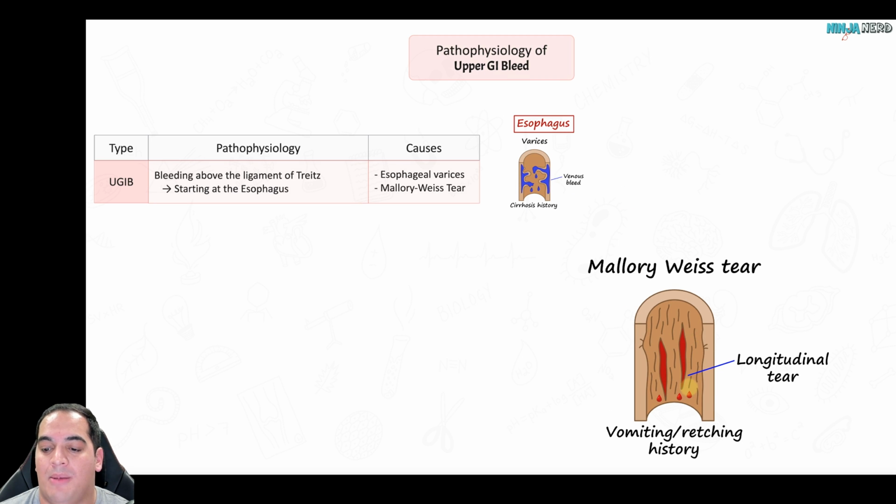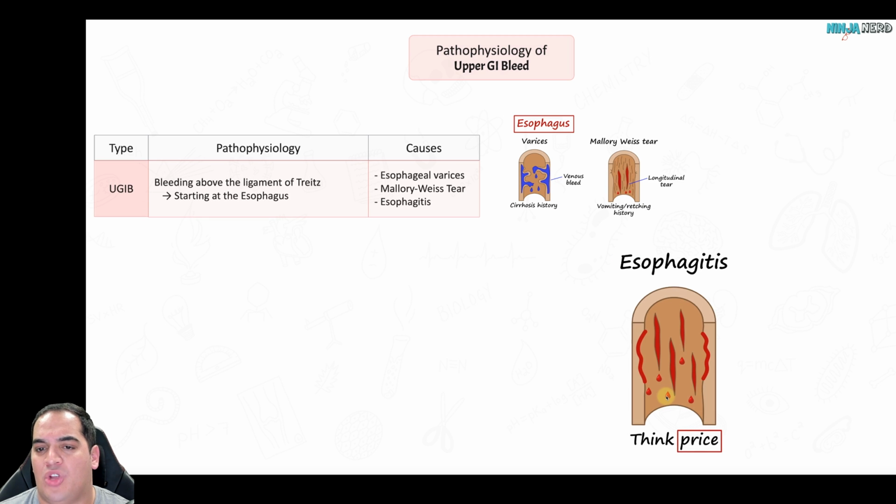The next one is a patient who comes in with an underlying history of vomiting and retching. Maybe they were out on a bender, maybe they have underlying anorexia or bulimia, and they've been having intense vomiting enough to cause these big longitudinal tears within the wall of the esophagus, and that's causing their bleeding. Another one could be underlying esophagitis. You want to think about PRICE, the different types of esophagitis. Is it pill-induced esophagitis? Is it reflux esophagitis? Is it infectious esophagitis? Is it caustic esophagitis, or is it eosinophilic esophagitis? In these scenarios, the patient may come in with an underlying history that would suggest esophagitis as the cause of their upper GI bleed.